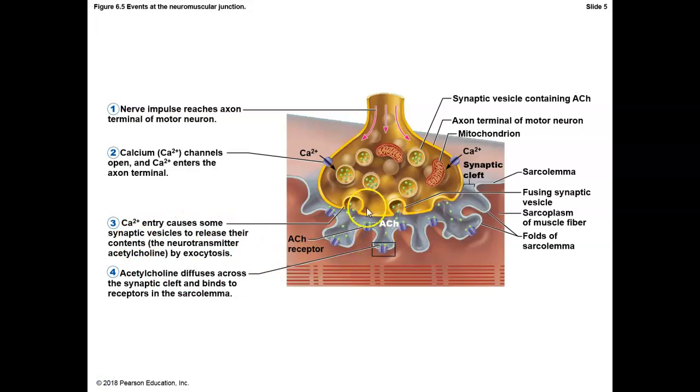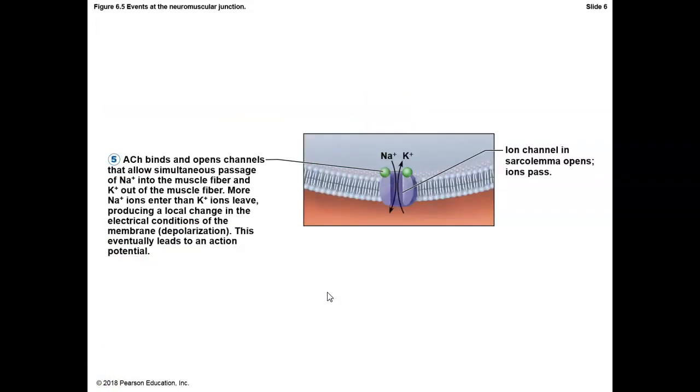Once acetylcholine is released, it diffuses across that synaptic cleft or gap, and it binds to the receptors on the sarcolemma, which then allows those protein channels to open, allowing sodium to rush in. As sodium channels open, sodium rushes in rapidly. Sodium moves down its concentration gradient from the outside of the cell into the cell, changing the inside of the cell to a more positive charge.